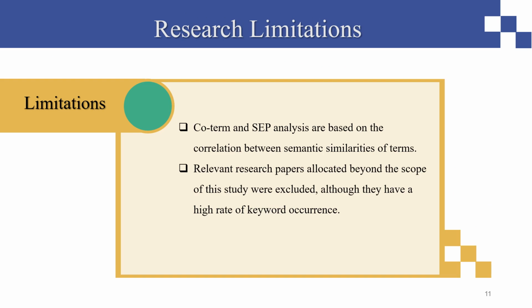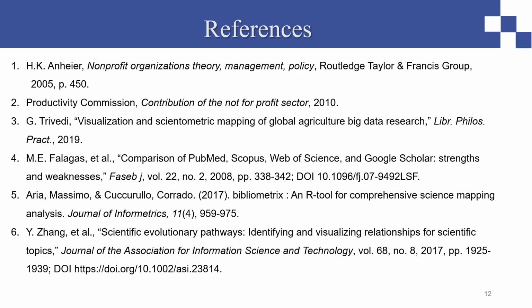This paper has some limitations. First, the coterm and SEP analysis are based on the correlation between semantic similarities of terms. The other one is relevant research papers. Some of them were located beyond the scope of this study and were excluded, although they have a high rate of keyword occurrence. And here is the list of references that I used in this slide.